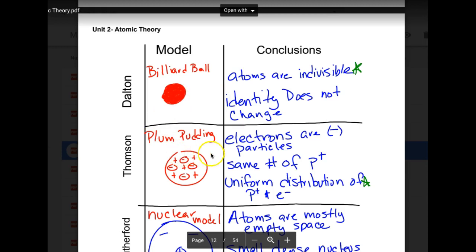All right, then along came Thomson. Thomson ran experiments with cathode ray tubes and saw that you could polarize a neutral object, and he hypothesized that atoms looked like plum pudding. Electrons were negative particles, and you had the same number of positively charged protons, but he thought there was a uniform distribution of protons and electrons, and I put that little star there because that is the part that we now know is incorrect. We now know that that is not true.